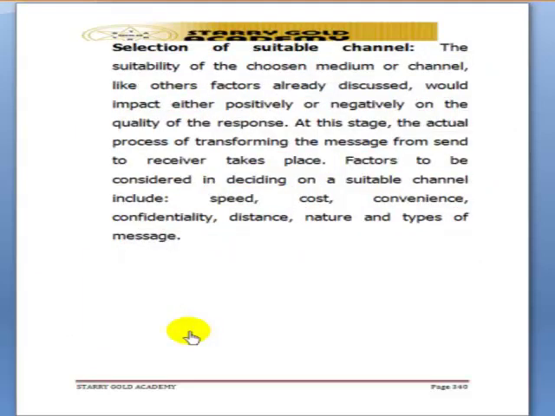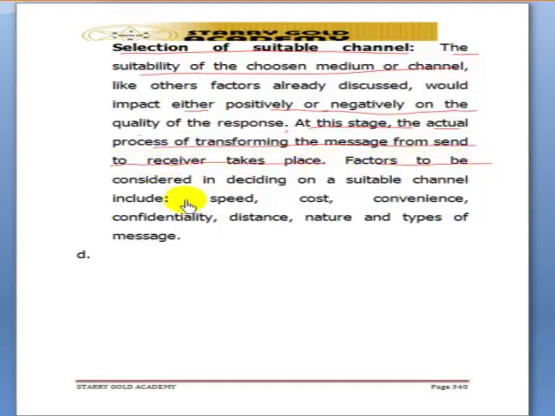Selection of suitable channel. The suitability of the channel matters. The suitability of the chosen medium or channel, like other factors already discussed, will impact either positively or negatively on the quality of the response. At this stage, the actual process of transmitting the message from sender to receiver takes place.